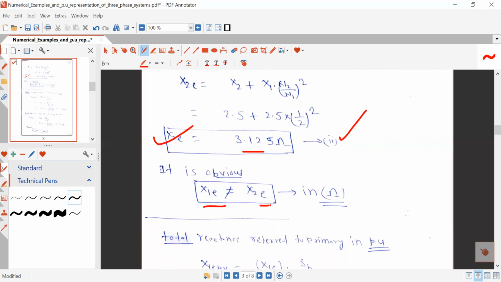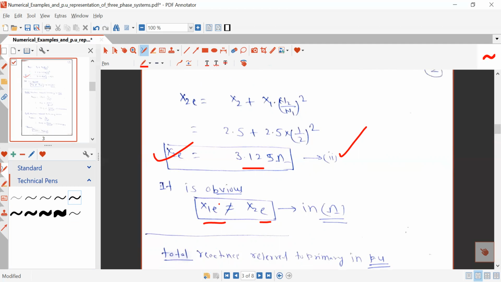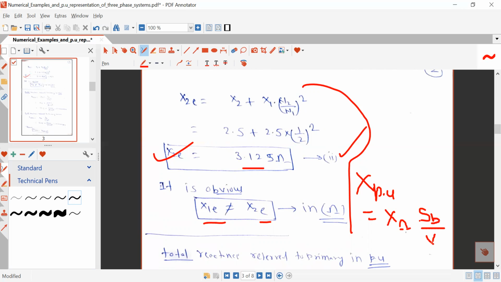But when you will calculate this value in per unit, then what will be the result? You must remember this formula. Per unit value of reactance, resistance, and impedance can be given by this formula. I have already derived this formula. The per unit value of reactance will be its actual value into SB by VB square. So you must go through that video in which I have derived this formula.